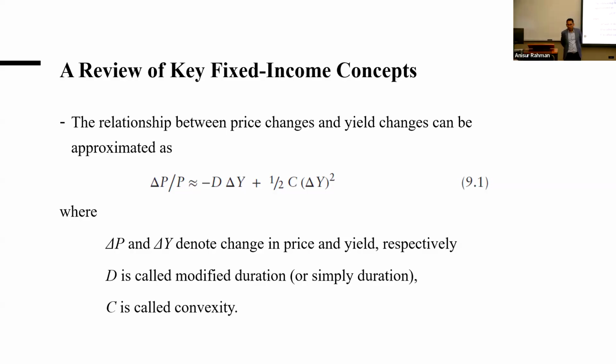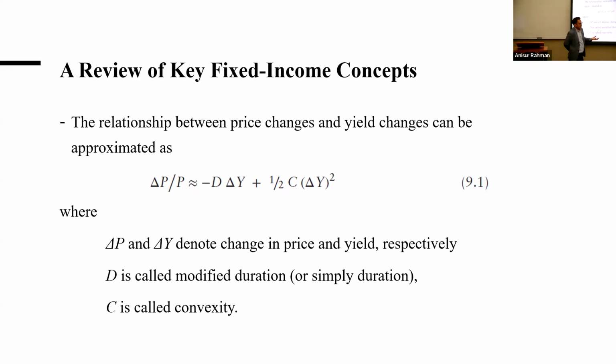So we all know that bond price is inversely related to the market interest rate. One goes up, the other goes down. But how can we determine an approximate percentage change in bond price for a given change in the yield? We can use this equation.